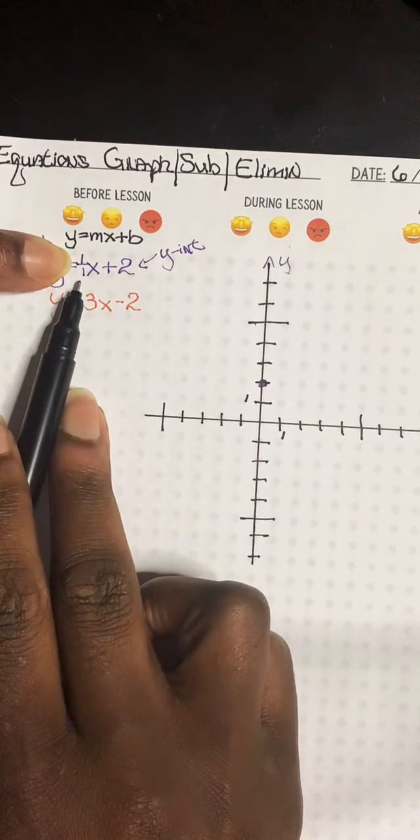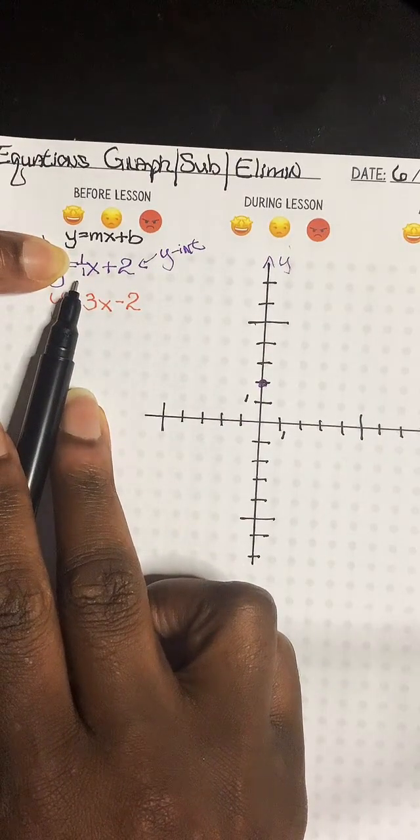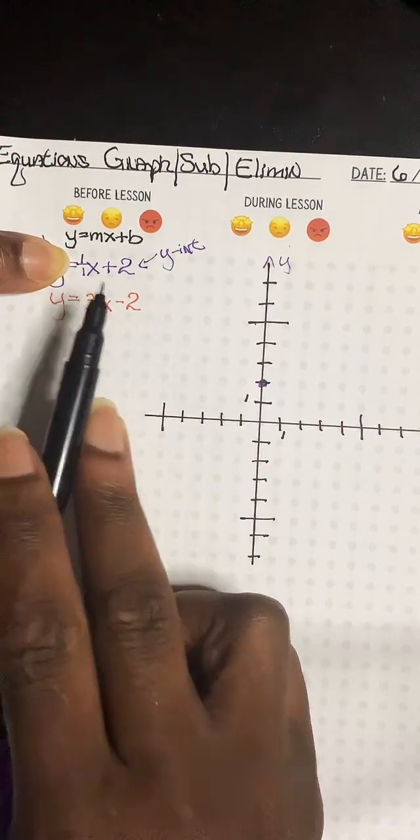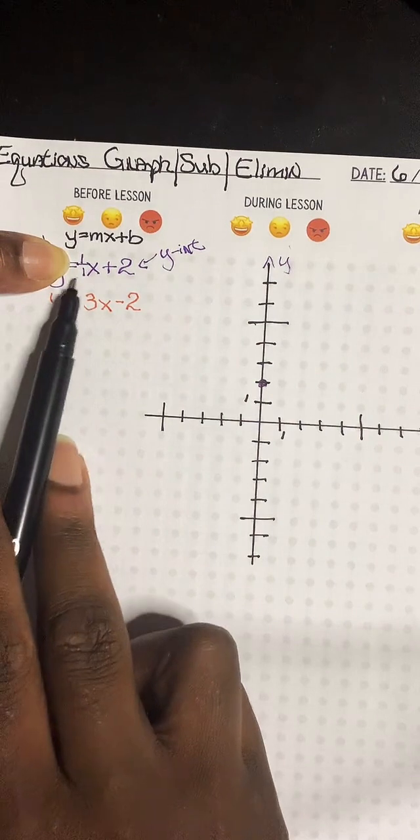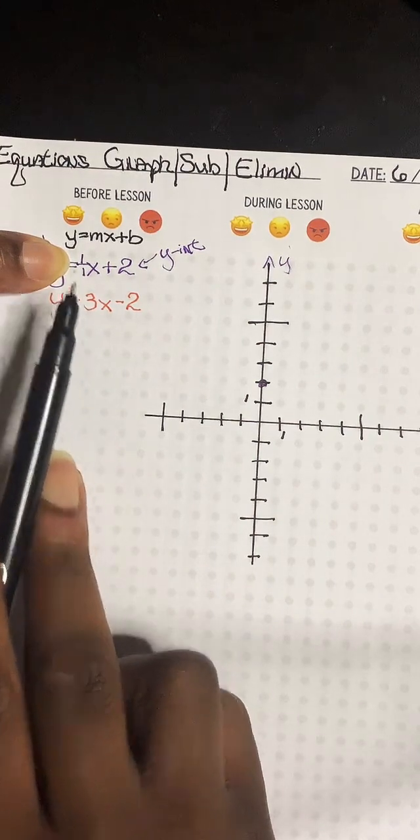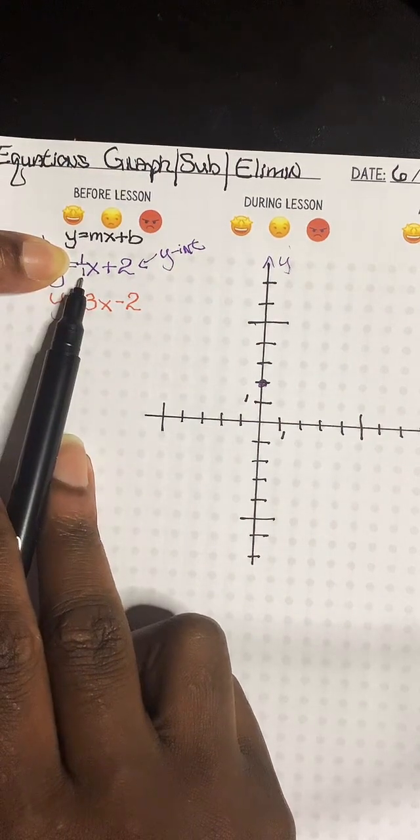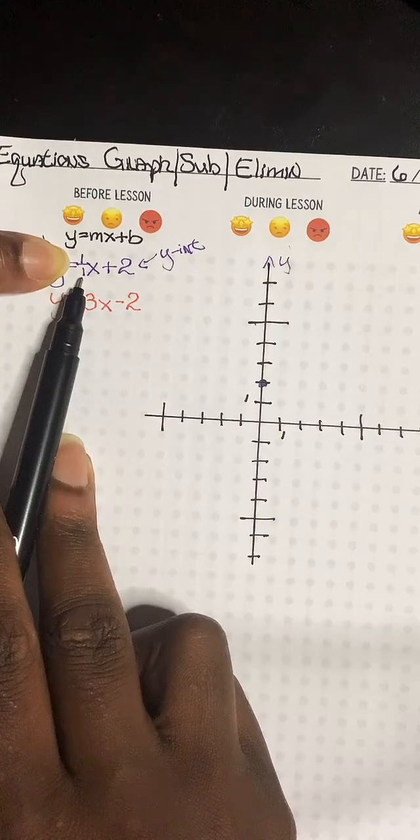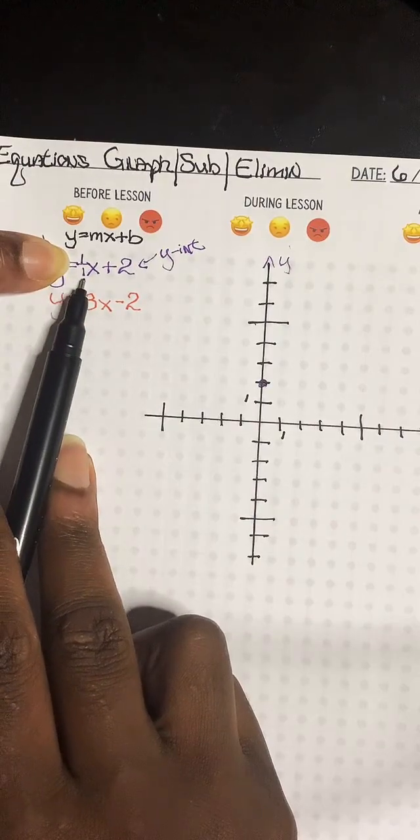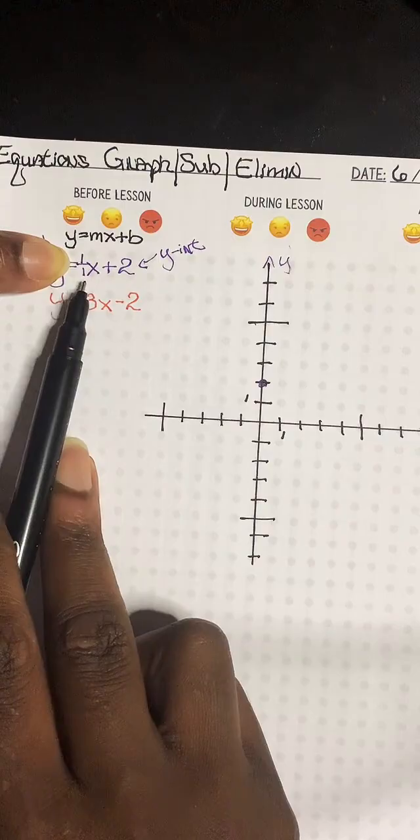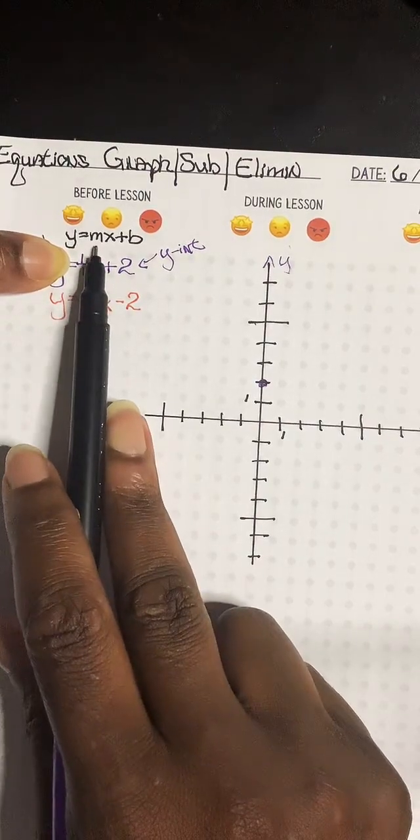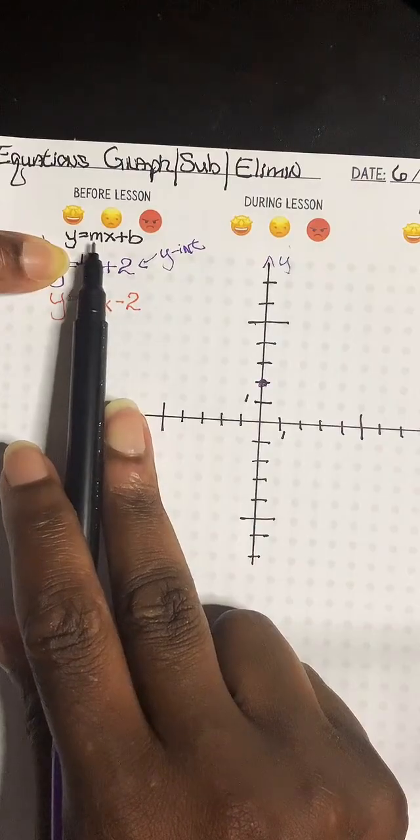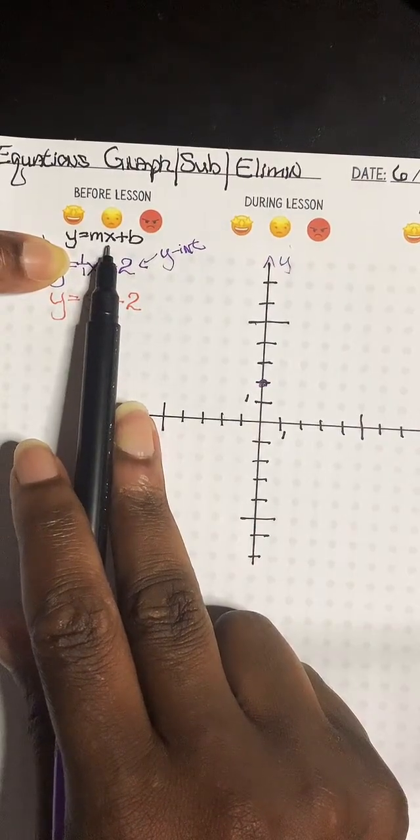But if it's a 1, in order to change a whole number to a fraction, you put a 1 underneath it. So if I had a 2 here, which I'll show you with the 3, all I had to do is put 2 over 1. Anytime it's a whole number, you put it over 1 when you're looking at the slope. And the slope is always the coefficient, or the number in front of your x.